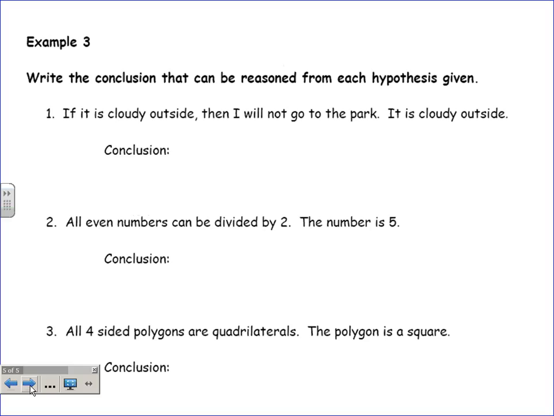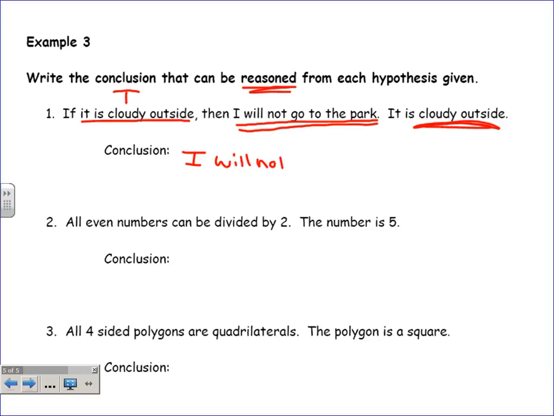Okay, let's try this next thing. Write the conclusion that can be reasoned. Reasoned means deductive reasoning. That can be reasoned from each hypothesis. Okay? If it is cloudy today. Okay, so you have to assume that the first part is true. If it's cloudy today, then I will not go to the park. Okay, does that make sense? If it's cloudy today, then I won't go to the park. It is cloudy outside. What's the conclusion? I will not go to the park.